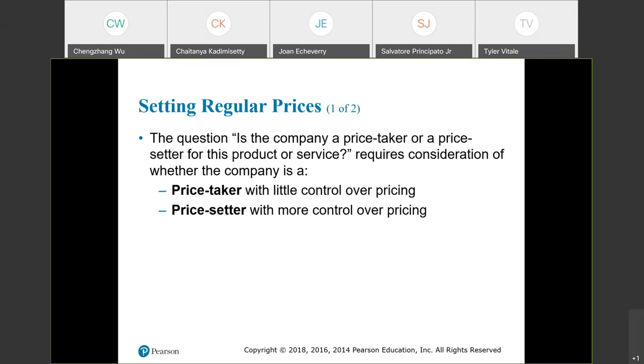Companies are price takers when they have little or no control over the prices of their products or services and take the price set by the market. This occurs when their products and services are not unique or when the competition is extremely intense. Some examples include food products, natural resources, or generic consumer products.